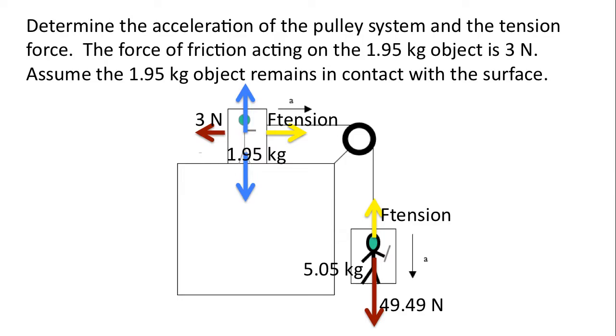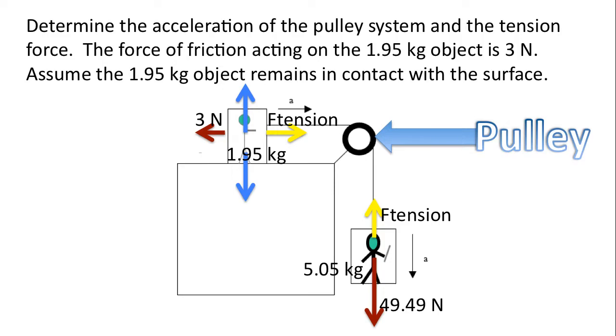Good morning. Today we'll be investigating this pulley system, and the goal is to answer the following question. Determine the acceleration of the pulley system and the tension force. The force of friction acting on the 1.95 kilogram object is 3 newtons. Assume the 1.95 kilogram object remains in contact with the surface. So in a few moments we'll come to understand how I've created this force diagram.